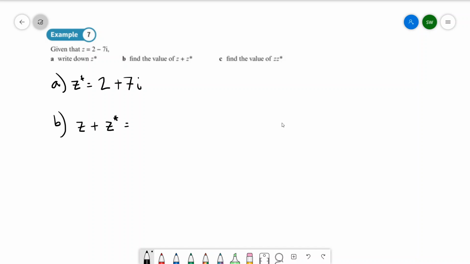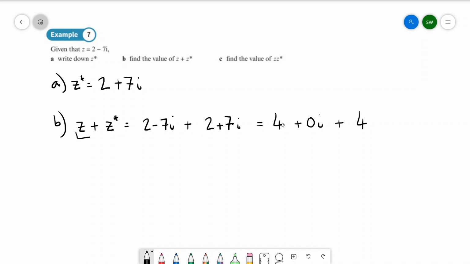So let's see what we get. z is 2 minus 7i. You could put that in a bracket, but you don't need to, because we're adding them. Plus the complex conjugate, which is 2 plus 7i, sorry. Adding them together. So let's collect together the real parts. We've got 2 plus 2, which is 4. And we've got minus 7i plus 7i, which is 0i. But we don't normally write the 0i, we could just write that as 4.